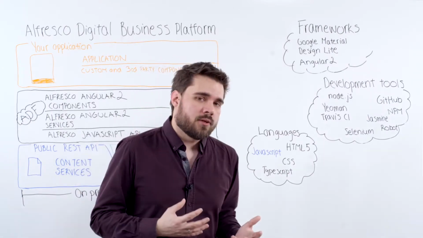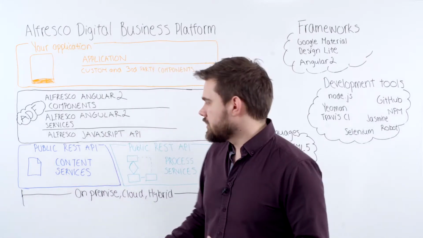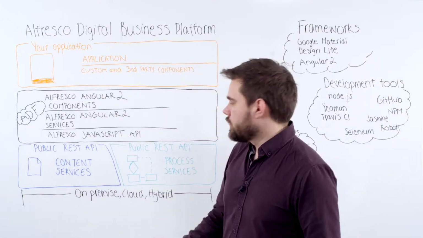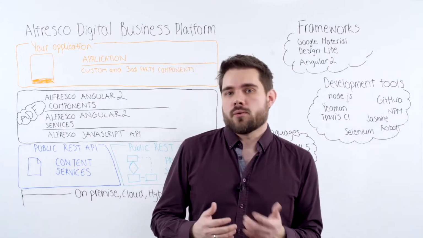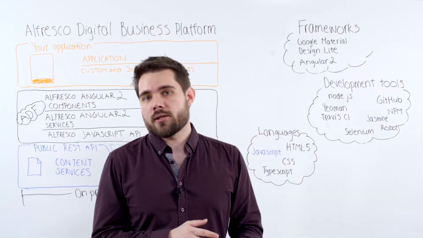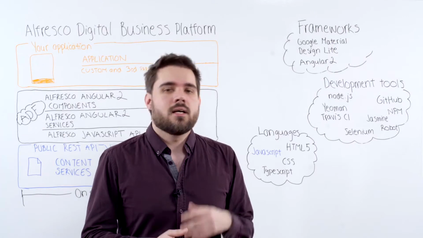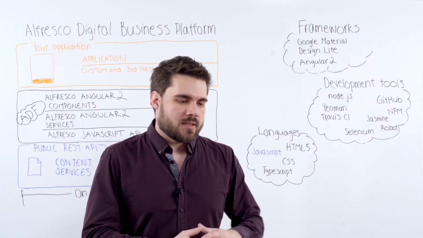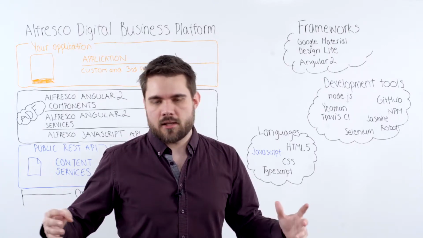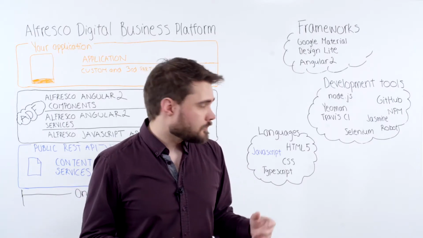So when you fire up the Yeoman generator, it's going to ask you some questions on where is the process service located, where is the content service located, do you want a task list, do you want to upload, do you want drag and drop, all of these kinds of questions, which in the end results in a complete skeleton project that you can start working on.